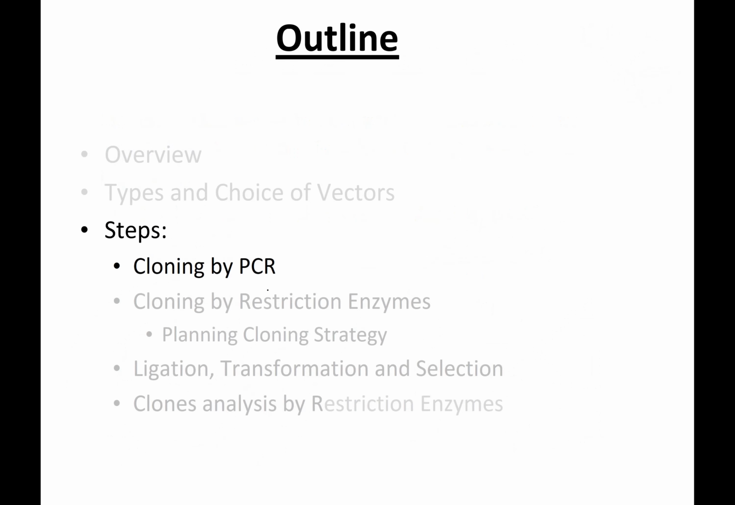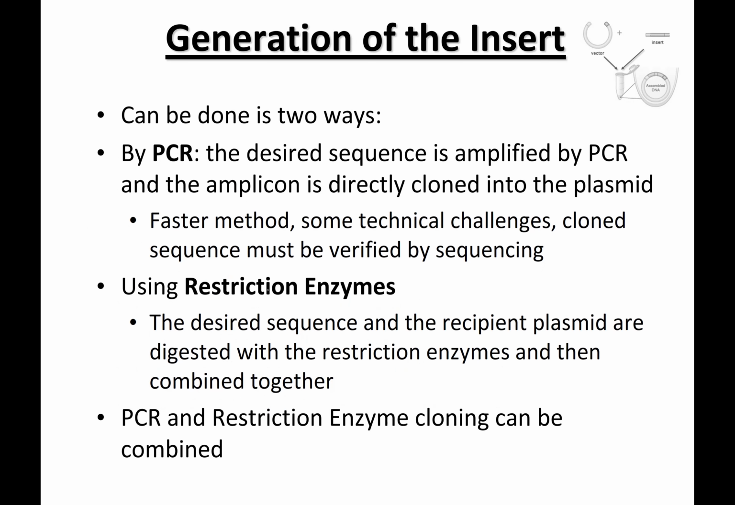Okay. Now let's look at the different steps of DNA cloning. First of all, let's talk about the strategies through which you can produce the insert. This can be produced in two ways, by using PCR or by using restriction enzymes. We'll focus mostly on restriction enzymes later on, but PCR can work as well. PCR has some advantages compared to restriction enzymes.